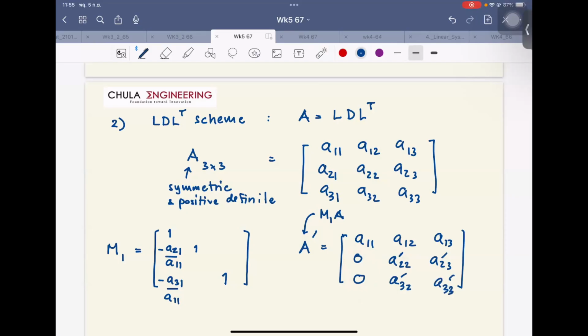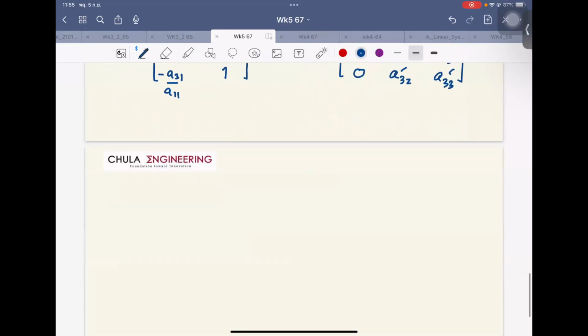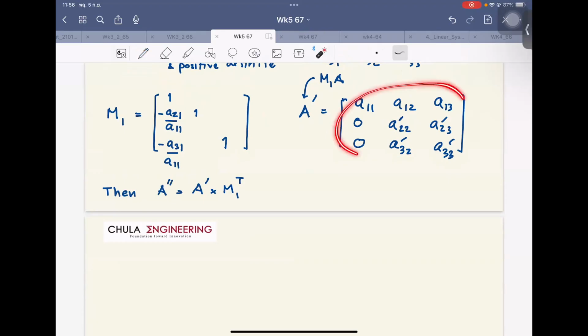A33 prime. Now we make use of the LU decomposition. Okay. Then we start with pre-multiply A with matrix M1, and then I want to modify matrix A prime by post-multiply with M1 transpose. I'm going to define that this is my matrix A change. I post-multiply this matrix by M1 transpose. Transpose means that this column will be here.